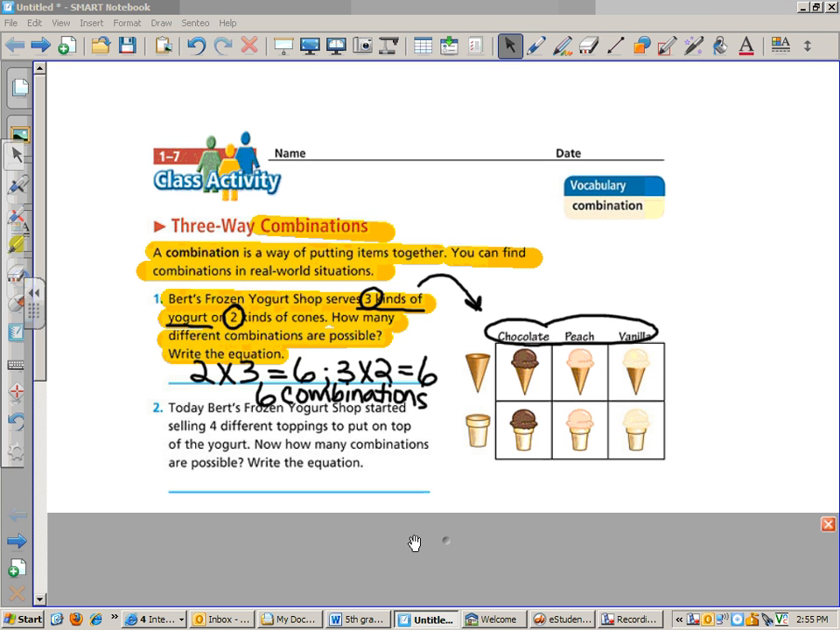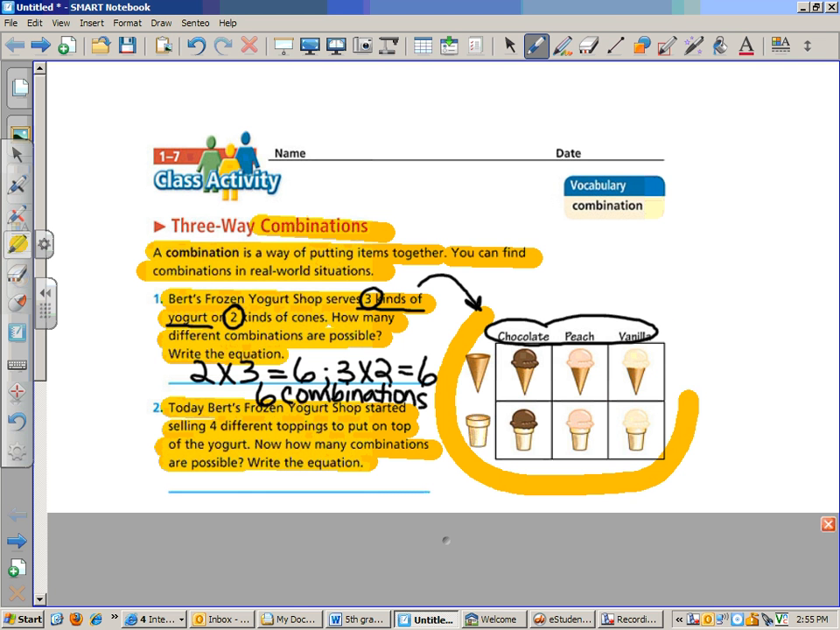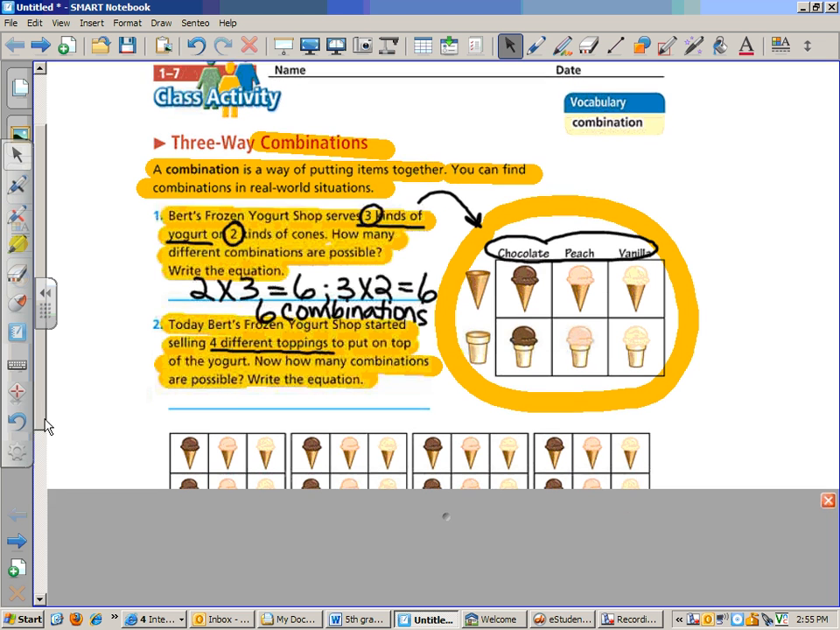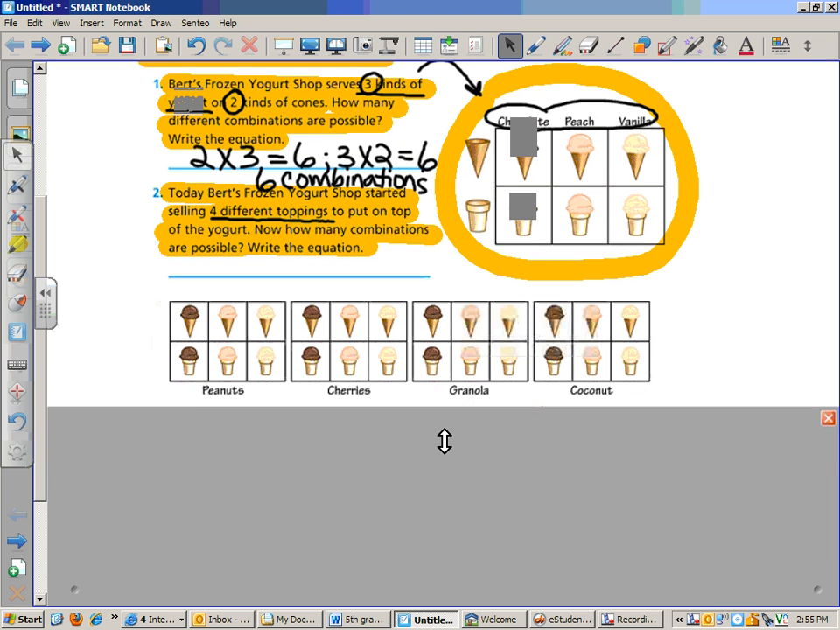Going on, today Bert's frozen yogurt shop started selling 4 different toppings to put on the top of the yogurt. Now how many combinations are possible? And then write your equation. All right, so now we still have the 2 different cones and the 3 different flavors of yogurt. But now on top of that, we're adding 4 different toppings. So we want to know how many different combinations we have. And so we're going to drag this down a little bit and look at what the picture would look like.